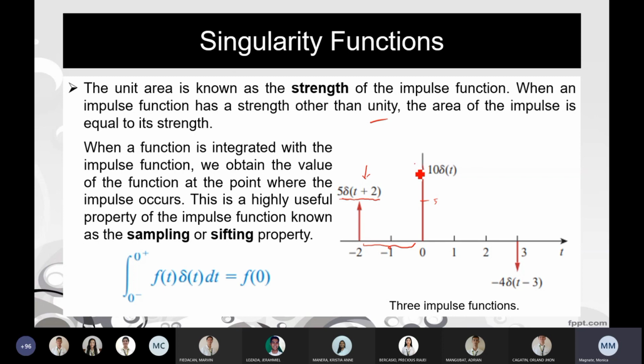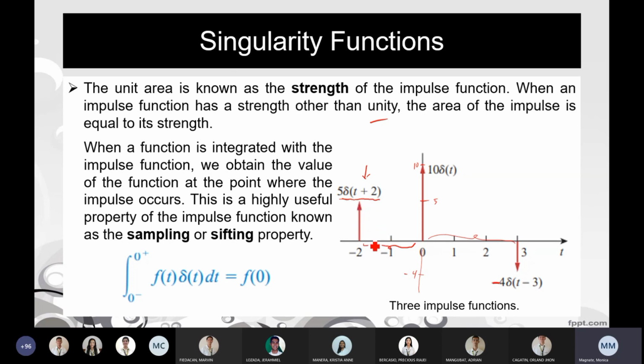Kunyari, ito 5, tapos ito 10. So, dito naman, 10 delta of t. At 0, delta of t lang siya. Pag naman siya pababa, yung arrow niya, mapapansin niyo may negative dito. So, siguro ito yung negative 4 delta of t minus 3, kasi may delay siyang 3. Okay? So, ganun kapag meron tayong makitang mga arrows lang, kung paano natin siya iname.